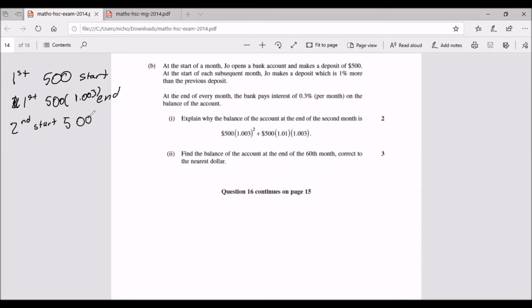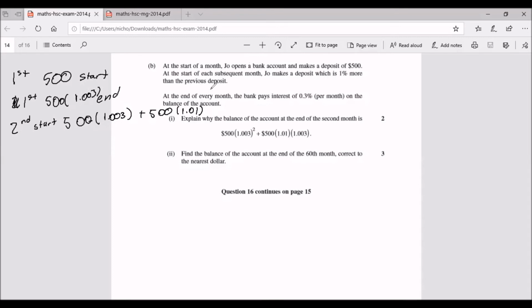Yes, exactly. So he gets 500 times 1.003 plus another deposit of 500 plus 1%. Wouldn't it be 1% of 500 times 1.003? No, because this is his deposit and we're adding on his interest, right? But here it says that Joe makes a deposit which is 1% more than the previous deposit. Okay, so it's not the deposit and the interest, it's just the deposit, right?